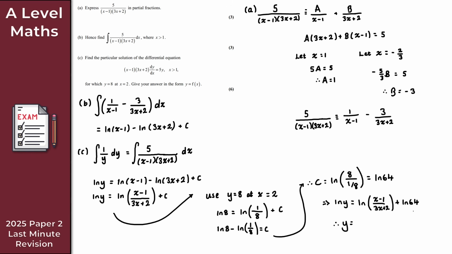I've also got e to the ln 64. So I've got x minus 1 over 3x plus 2 here, because e to the ln just cancel, leaving x minus 1 over 3x plus 2, times by it again. So e and ln cancel, and I get 64 lots of this. Therefore y is equal to 64 times x minus 1 all over 3x plus 2.